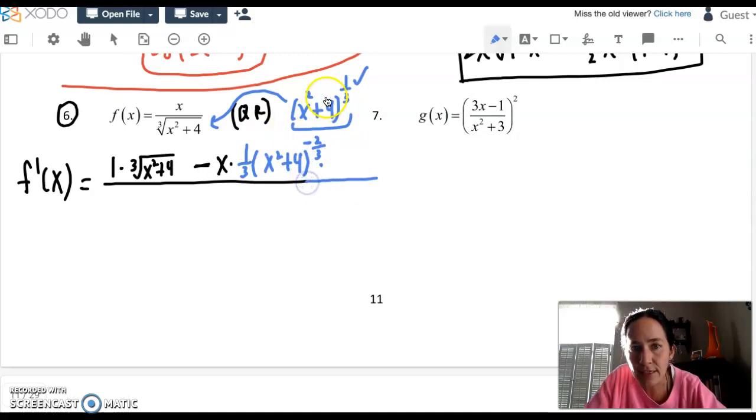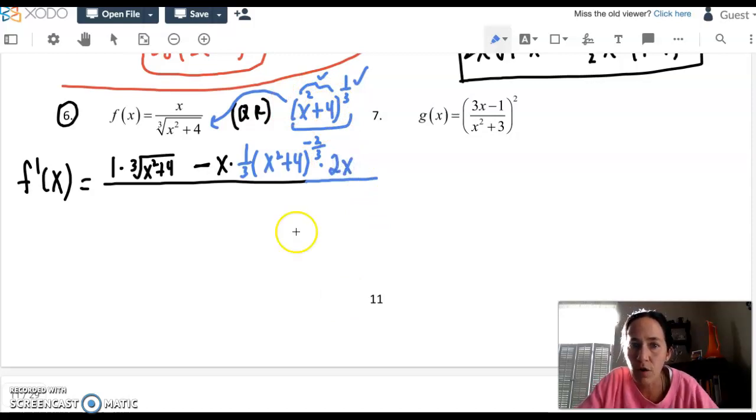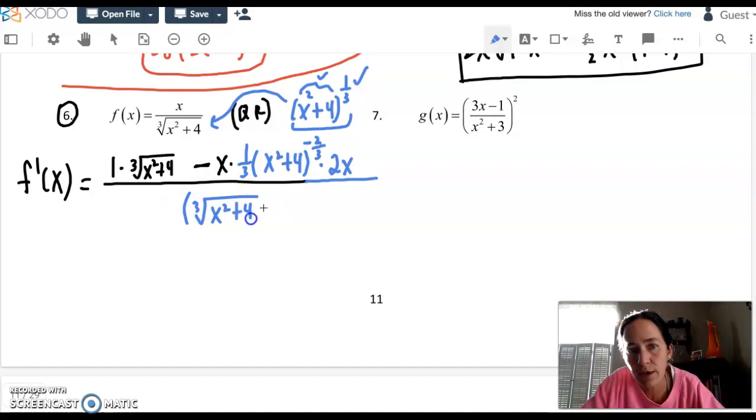And then lastly, now let's check off the inside. The x squared plus 4 needs to be differentiated. So we'll take a derivative of x squared plus 4 and just write 2x. So all that is involved. Everything in blue here basically is the derivative of the bottom. And then we have the top there normal. We get a little bit of relief in the denominator. We just have to take the current denominator, the cube root of x squared plus 4, and square it.